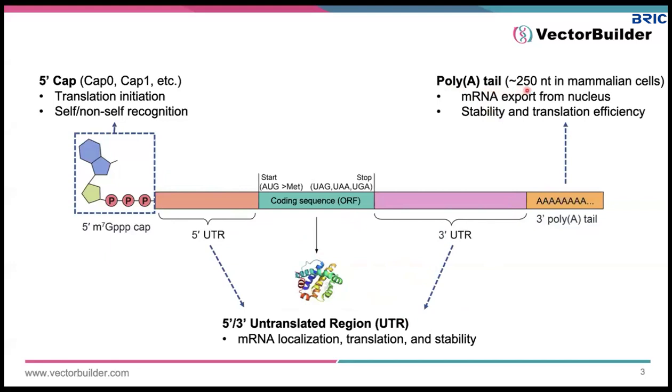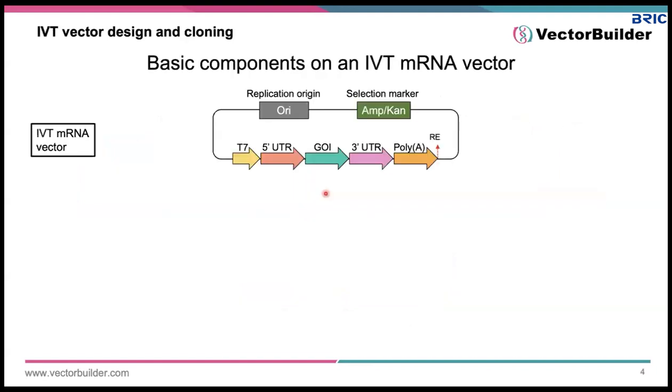In the endogenous mRNA, the poly A tail region is usually around 250 nucleotides, but it can be longer or shorter. And for endogenous mRNA, the poly A tail region is very important for the mRNA to be properly exported from the nucleus into the cytosol. And also it's important for the stability and translation efficiency of the mRNA. In the very center, you will find the coding sequence for the gene of interest.